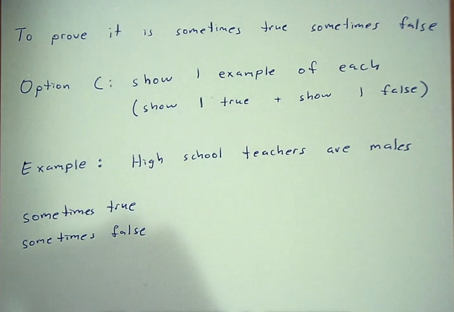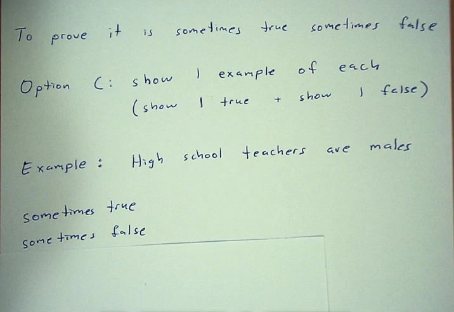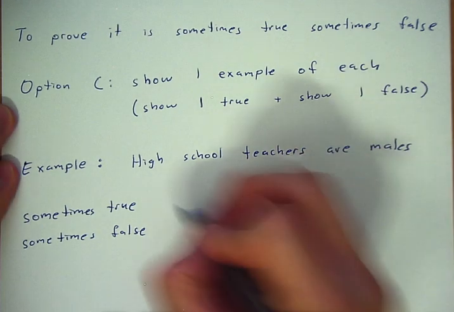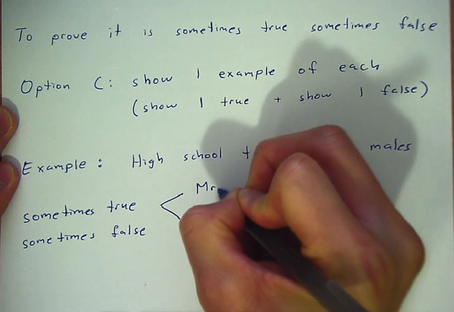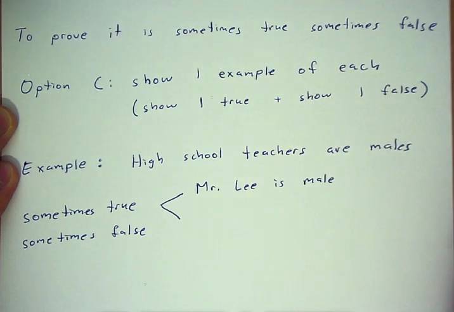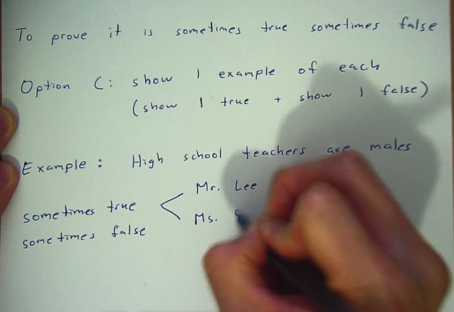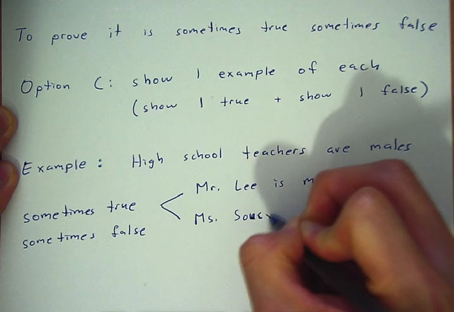Just for the record, you don't actually have to put both of them. You can just say this is sometimes true. If you say this is sometimes true, the other side, it's understood that it's sometimes false. So I would actually just write this is sometimes true. And you give two examples. Well, Mr. Lee is male. Then think of some other example. Ms. Susie is female.